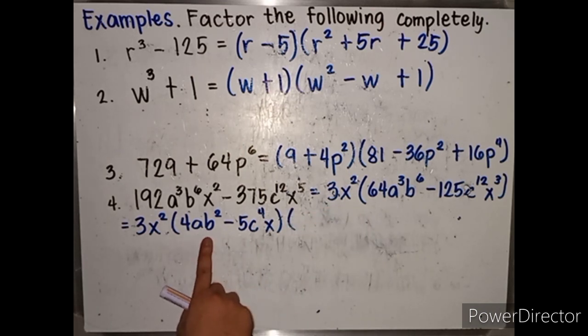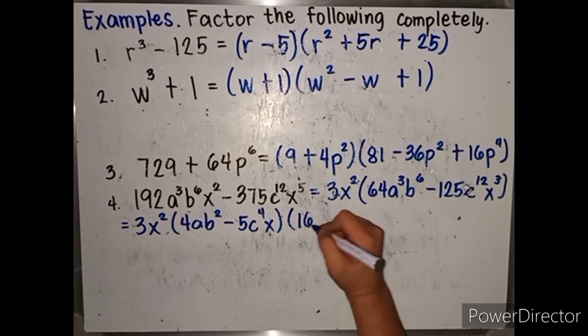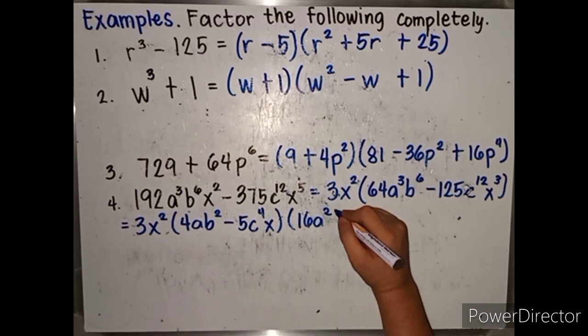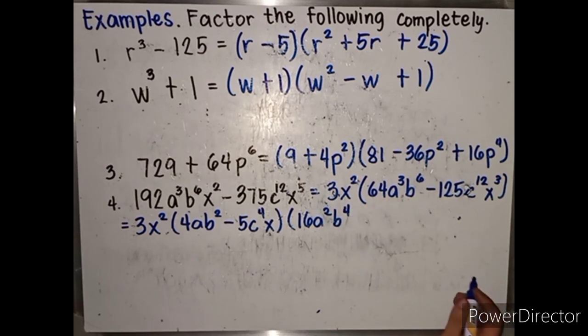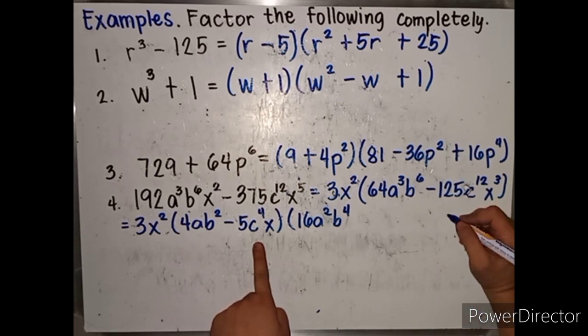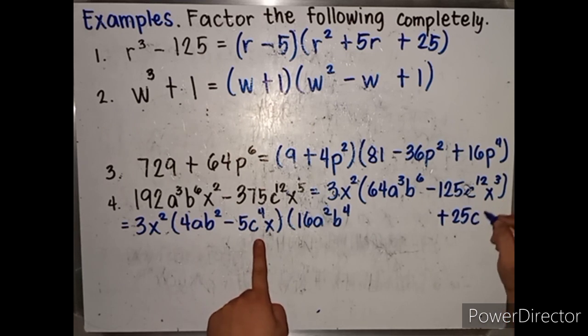Square this one, so we have 16. Magiging a squared na siya. Tapos yung b natin ay b to the 4th. Okay? Square of the first term, punta tayo dito. So, unahin natin itong nasa second term. Plus 25 c to the 8 x squared. So, yun yung ating last term.